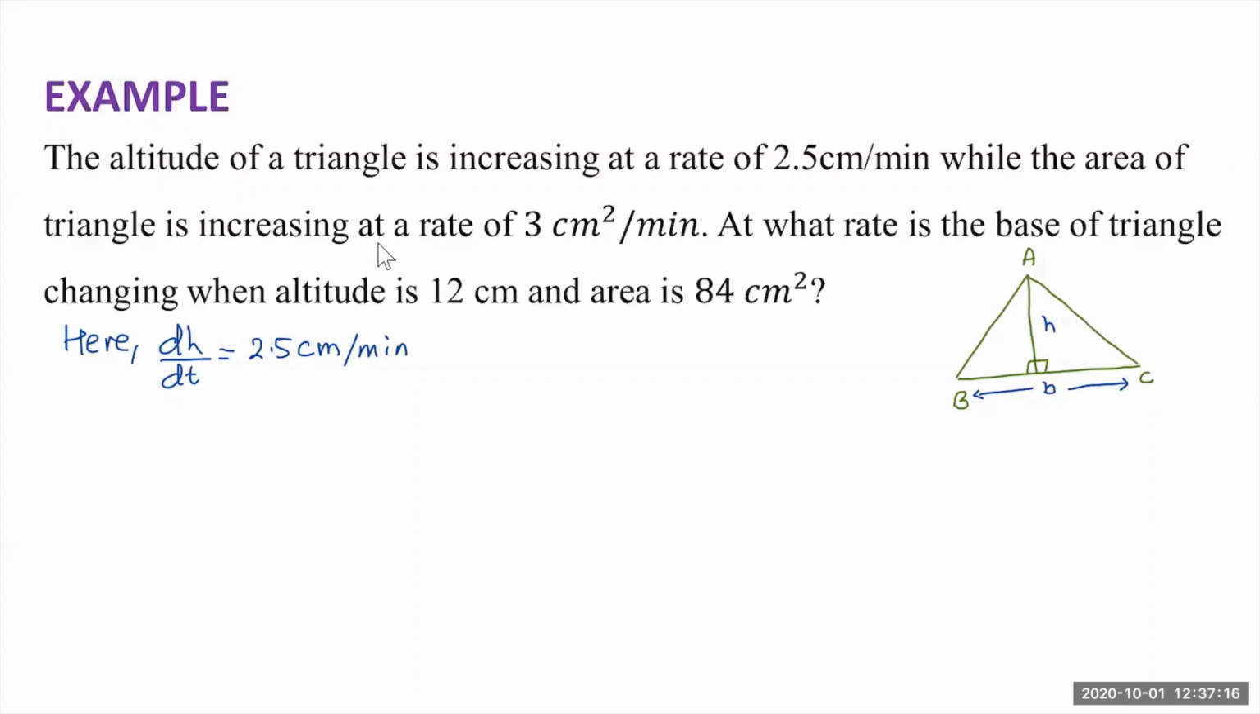Well, the area of the triangle is also increasing, and the total area, dA over dt, change in area with respect to time, that's the rate of change of area, is 3 centimeters squared per minute, because the unit of area is centimeters squared. It's a square unit. So that is given to you. Now what we are asked to find is, let's find out what is there.